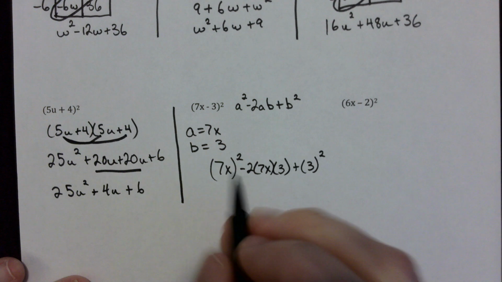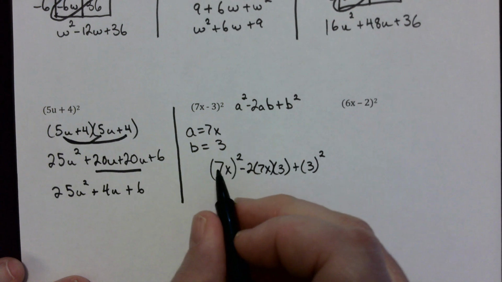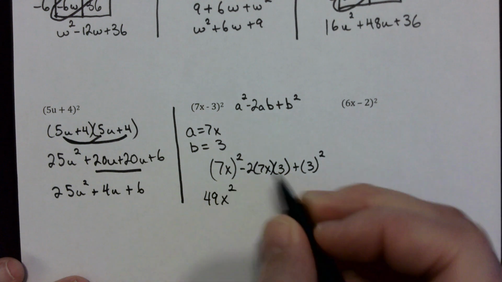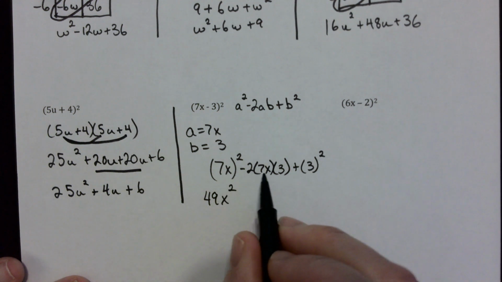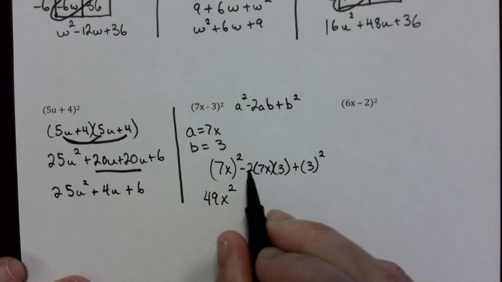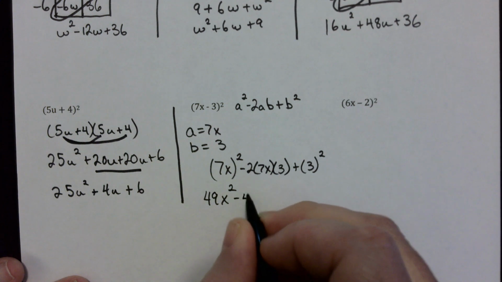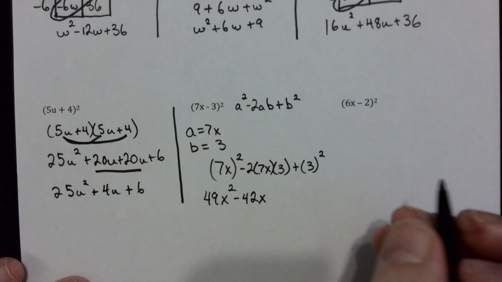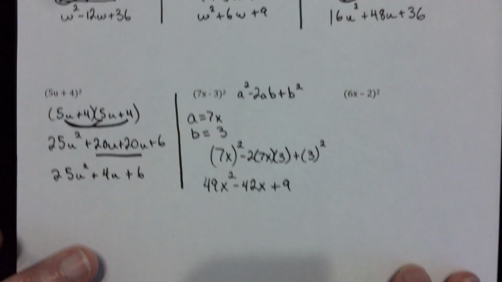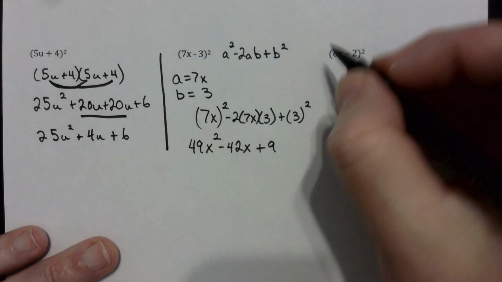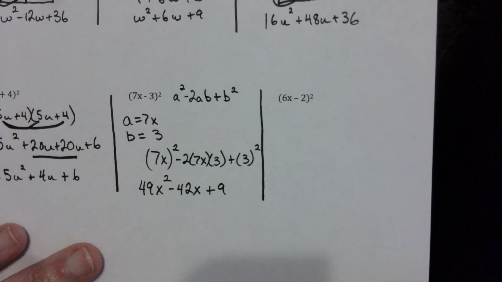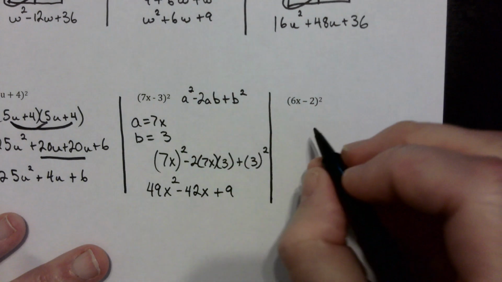Now I write it out. That gives me 7 squared is 49, and then the x gets squared. Here we have three numbers being multiplied. 7 times 3 is 21, and then 21 times negative 2 is negative 42x. And then last we get 3 squared, or 9. So that's using the formula. You could also use the box on that. I personally think the box is the easiest method, but you can use the one that you feel most comfortable with.